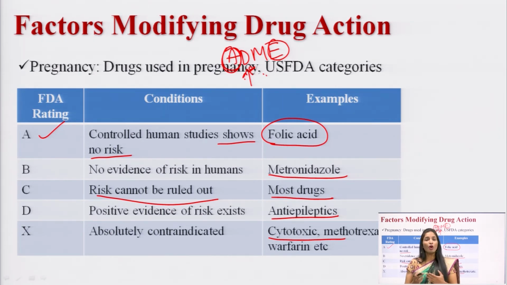Definitely these drugs are contraindicated to the pregnant woman, and they are rated as X drugs. So some drugs are categorized into A, some drugs into B, some more drugs into C, some drugs into D, and finally contraindicated drugs as X.